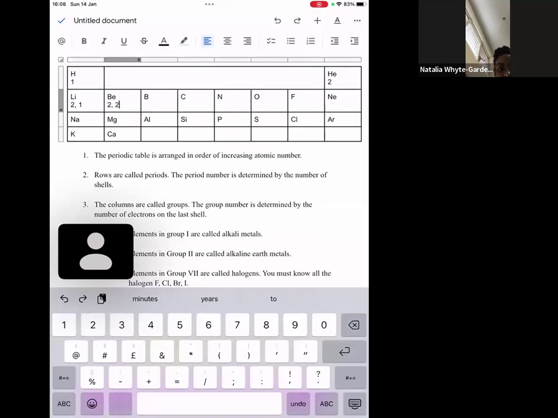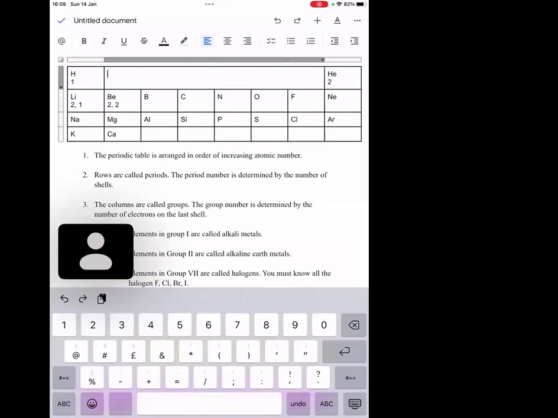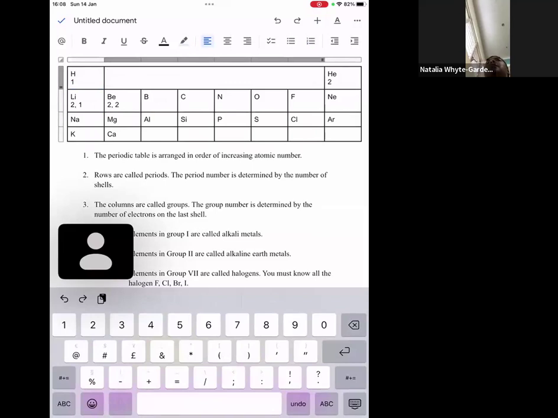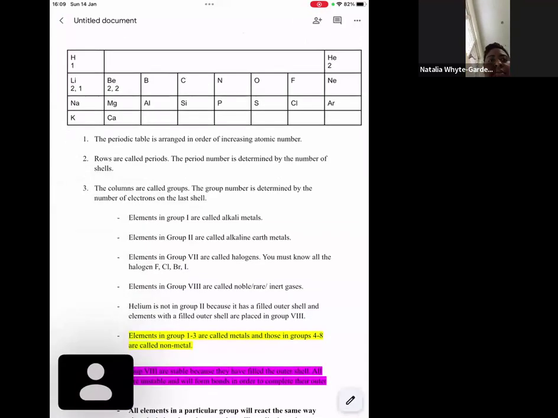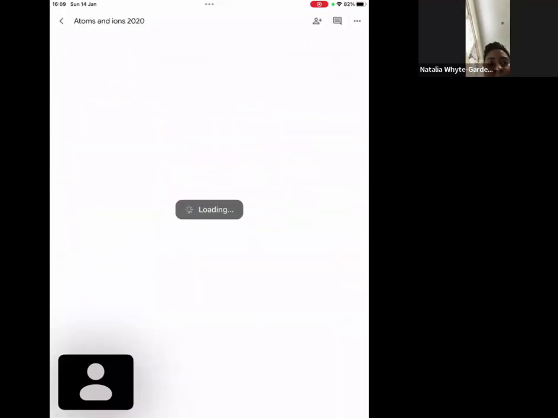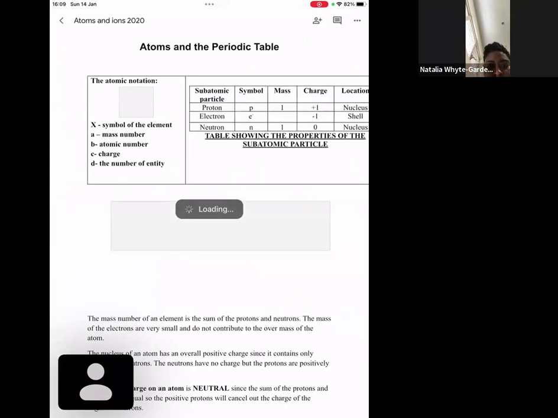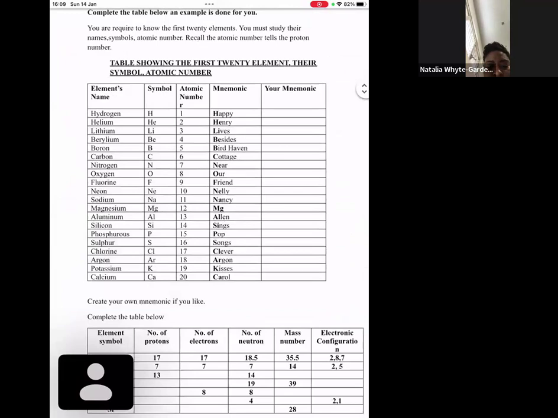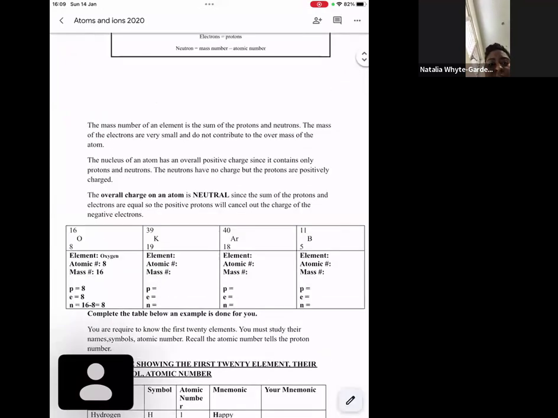We're clear? Miss, can you go again, please? We're putting in the electrons. Remember, we said that is the order of increasing atomic number. The periodic table is arranged in order of increasing atomic number, right? So lithium is element number 3, so it has 3 electrons. So let's backtrack a little bit.